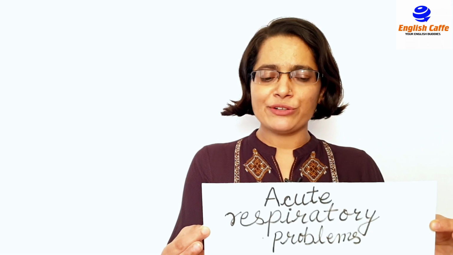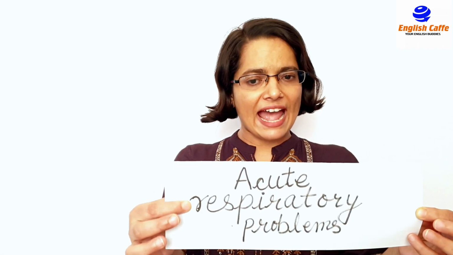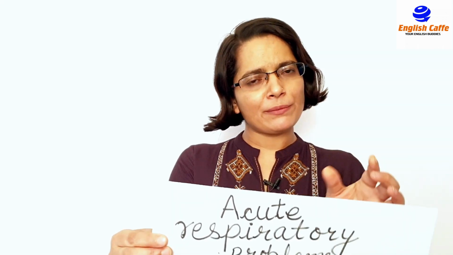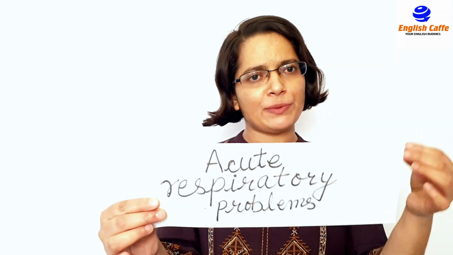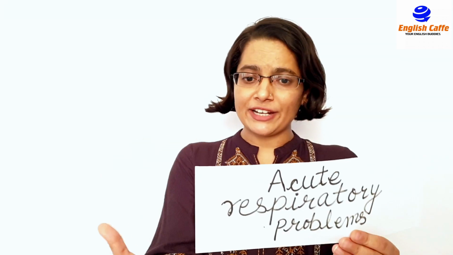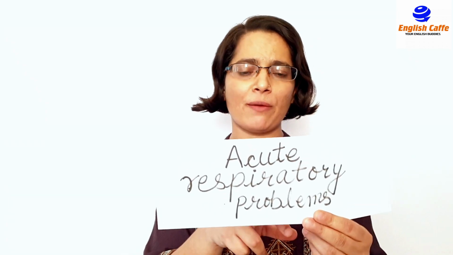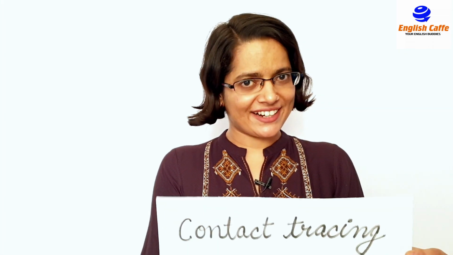Next one is acute respiratory problems. So respiratory is related to breathing, and acute means a problem that worsens within a very short period of time. The problem increases within a very short period of time. So COVID-19 comes with acute respiratory problems. It comes with problems related to breathing that increase very rapidly. So that was acute respiratory problems. Acute means a problem or a disease that increases too quickly.